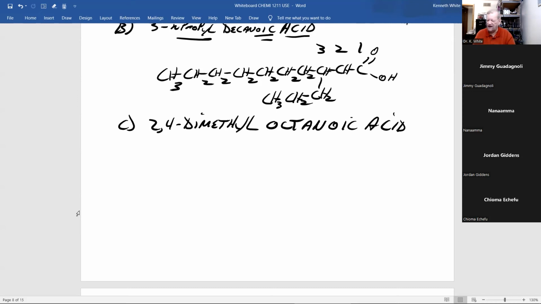Give the IUPAC name for the following molecule, 3 points each. And by the way, in case you can't read my handwriting, that's 2,4-dimethyl octanoic acid.